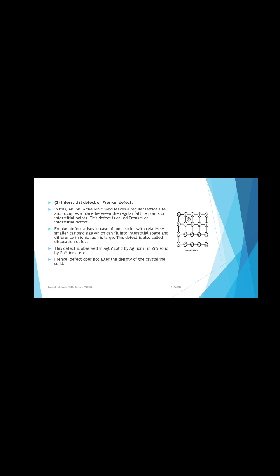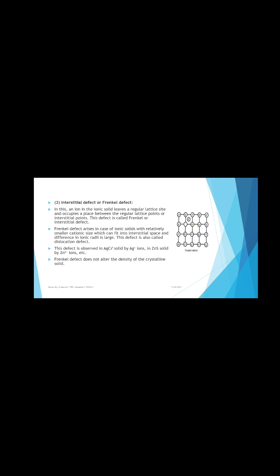This defect is observed in a silver chloride solid, where the Ag+ ion occupies an interstitial position. Second one is zinc sulfide, ZnS, where the Zn2+ ion occupies an interstitial position, and so on. The density of a solid with a Frenkel defect does not change; it remains as it is.